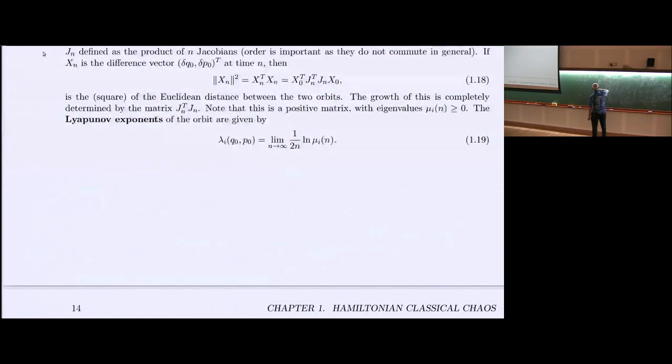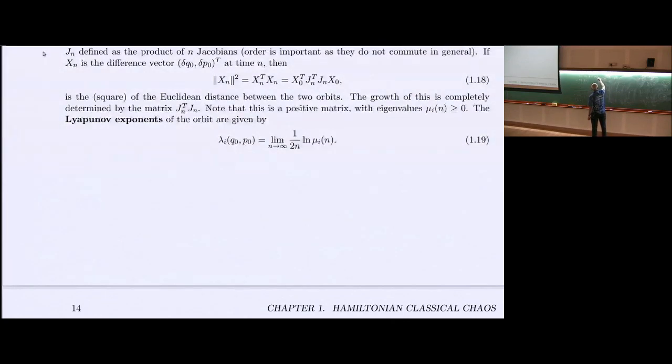Long time, how this orbit is separating. That is a number which depends on Q0, P0, your initial point. That determines your orbit and is called the Lyapunov exponent of that particular orbit. So the Lyapunov exponent of the particular orbit tells you how nearby orbits are separating in time. So that's the usual picture.